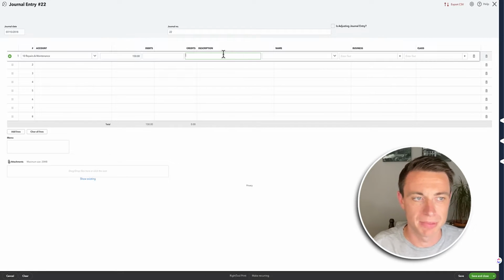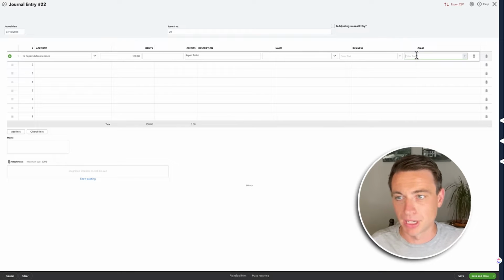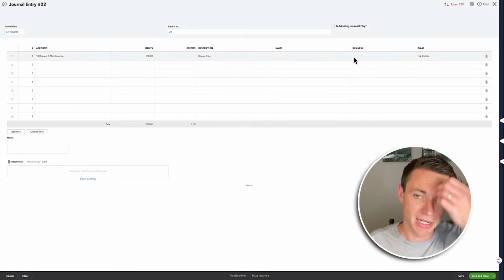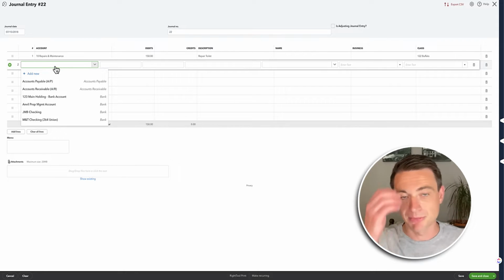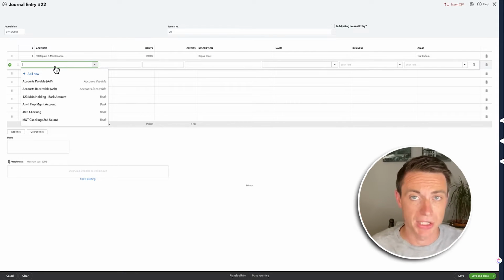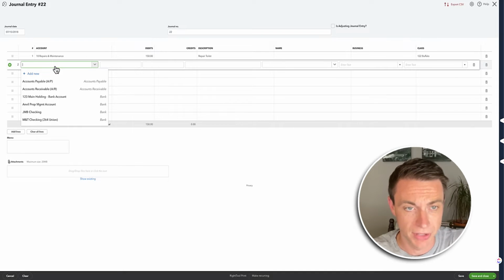In my description, I could potentially say repair toilet. All right, and we could also put in our class there for the property. We're going to get into business tracking later in this course. I'm not going to fill that out right now. All right, so repairs and maintenance is my one account. What's the other side of the transaction? I've incurred the transaction. I've incurred the expense. It's going to show up in my P&L.